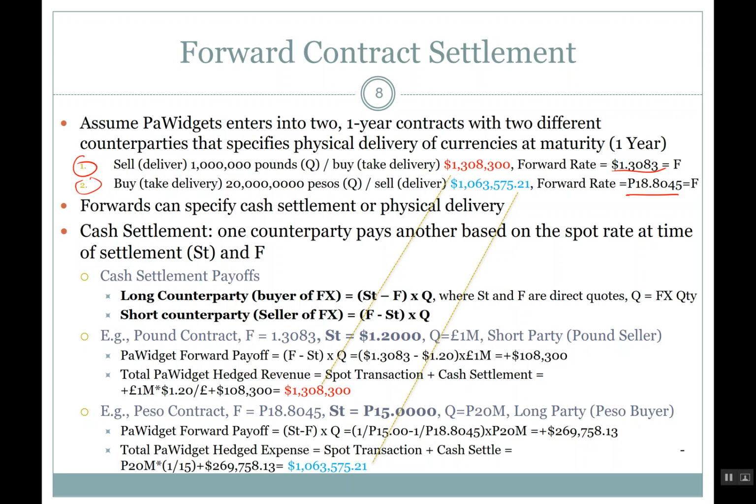So there you go. You just shake hands and you have two contracts. Now you're obligated to deliver, I'm sorry, you're obligated to deliver 1 million pounds and buy 20 million pesos. So this would guarantee your profit of 244. Absolutely. So if you specified physical delivery, you are guaranteed a revenue of 1.3 million, and you're guaranteed to pay 1063 to buy your pesos.